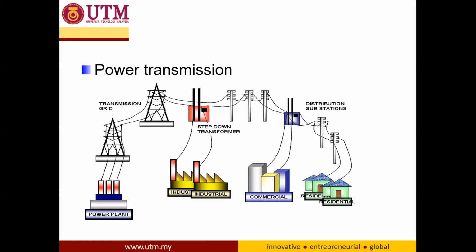This is the block diagram that shows the power transmission system. We have the power plant, usually in a very remote area, and then we need to transmit this generated power. So what we do is step up the voltage by using a step up transformer and then transmit over a long distance, and then we use a step down transformer again to step down the voltage to the required voltage demand. For example, industry requires maybe 11 kV, commercial maybe 415 volt, and for our home it is 240 volt.